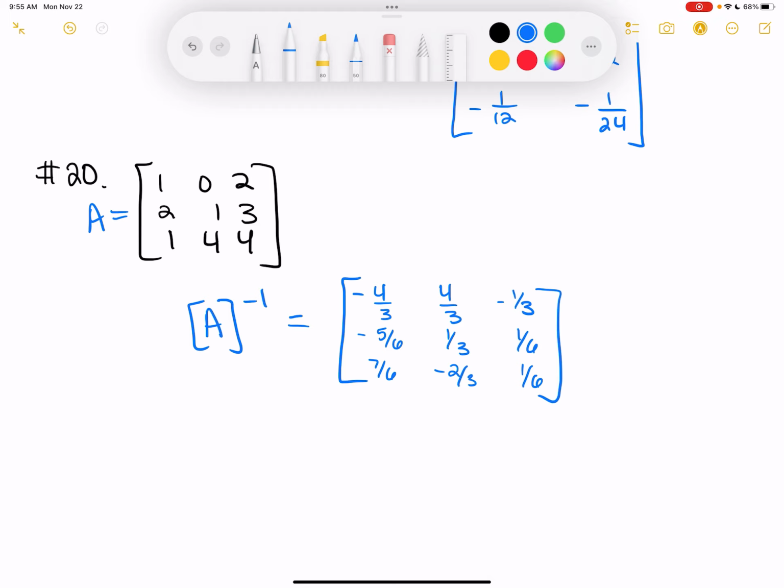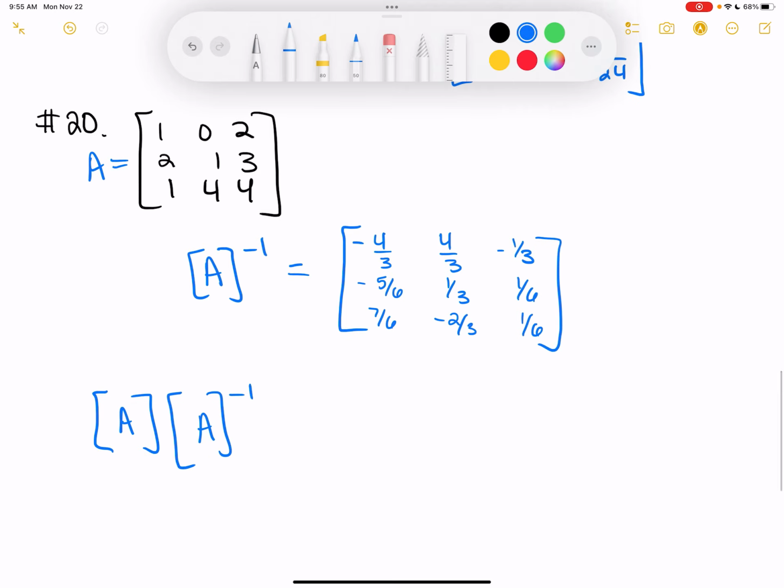Alright, now don't do anything yet, don't click any buttons yet. Keep this up on your screen. Alright, so this is what we're going to do. We're going to be finding matrix A times the inverse matrix, and then we're going to be finding the inverse matrix times matrix A.